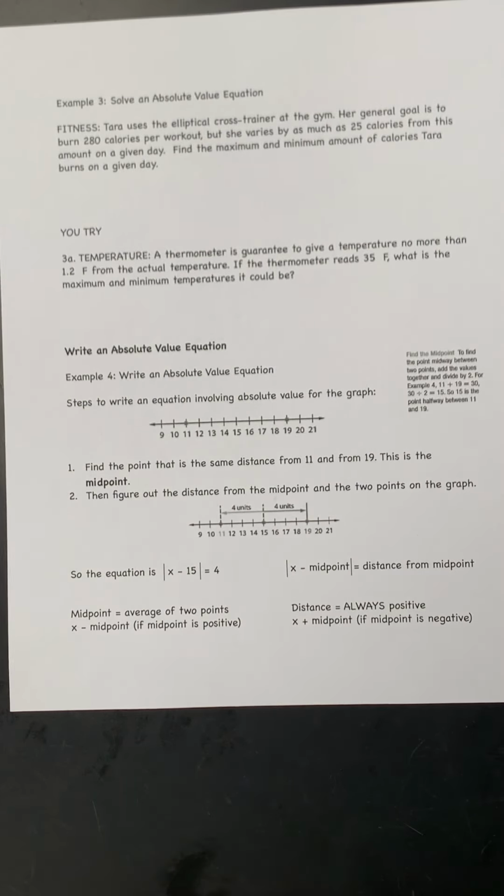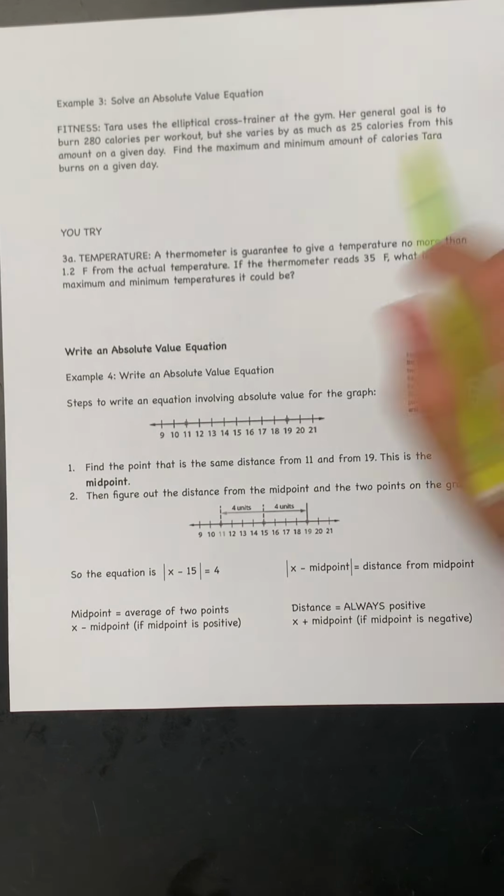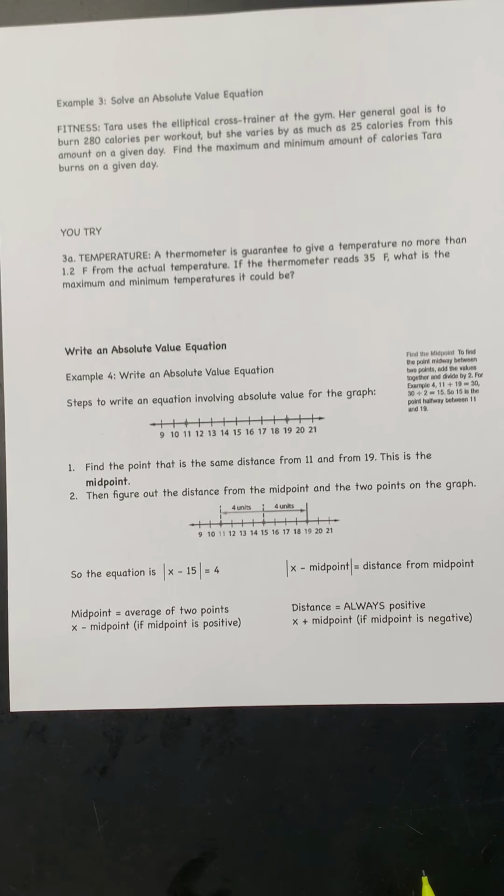The next part is just working with a word problem and doing the same idea. So it says Tara uses the elliptical cross trainer at the gym. Her general goal is to burn 280 calories per workout, but she varies as much as 25 calories from the given amount. Find the maximum and minimum amount of calories.